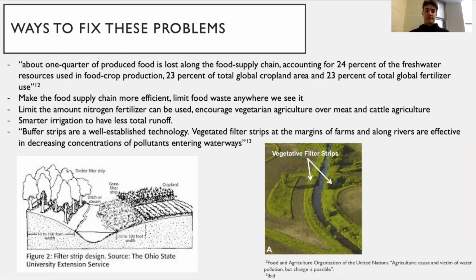Another idea is to have smarter irrigation and make sure farmers aren't having excess runoff of water. And another idea is the use of buffer strips. Buffer strips are a well-established technology. They're vegetated filter strips at the margins of farms and along rivers and are effective in decreasing concentration of pollutants entering waterways.